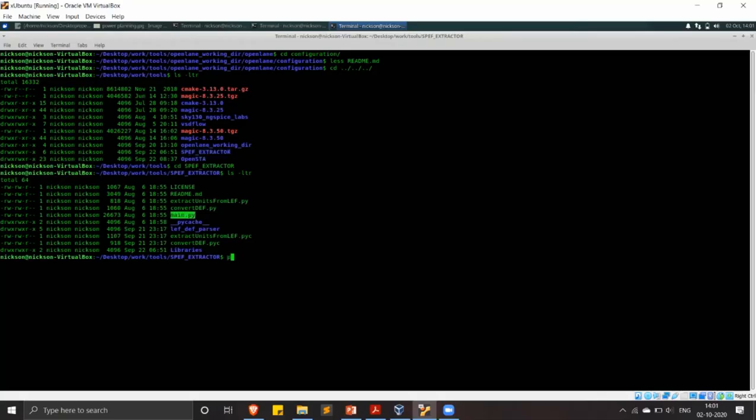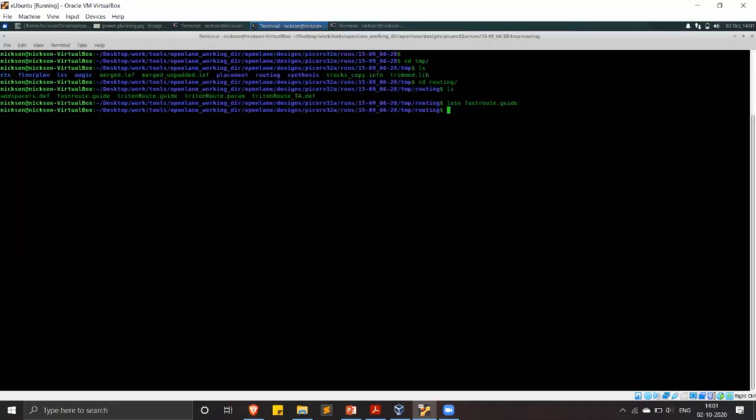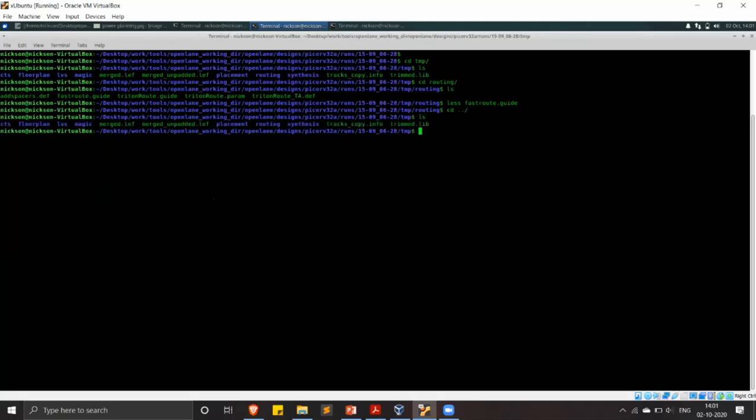It's a Python engine, so you need to invoke it with Python. This is a Python 3 main.python file, and then the left file. The left file is under tmp. This merge.left. This is the one.